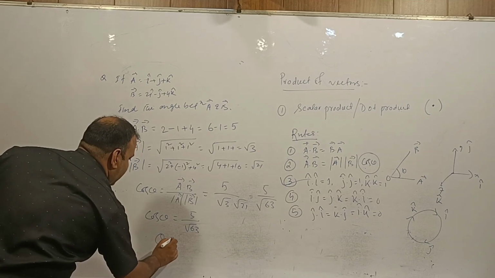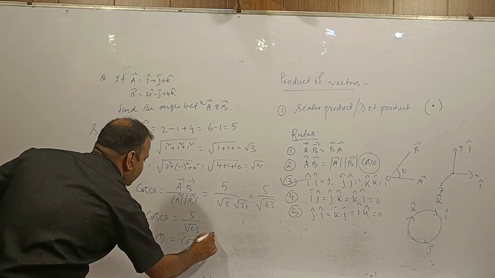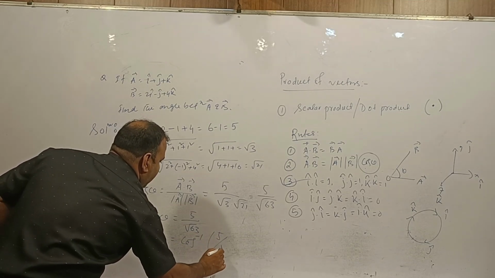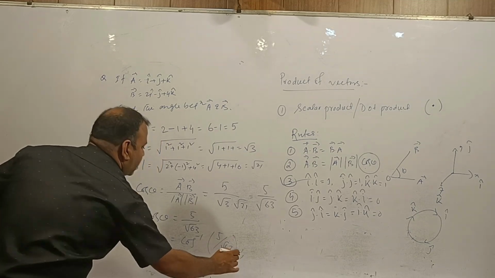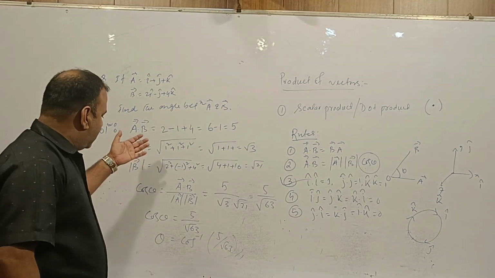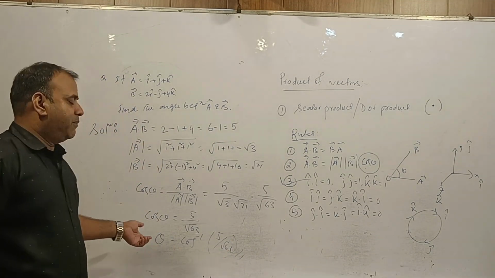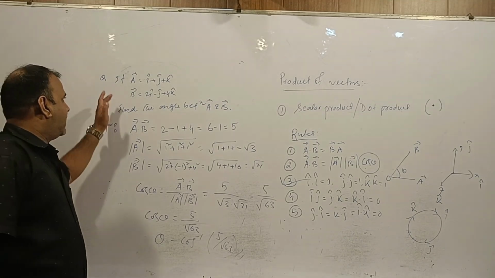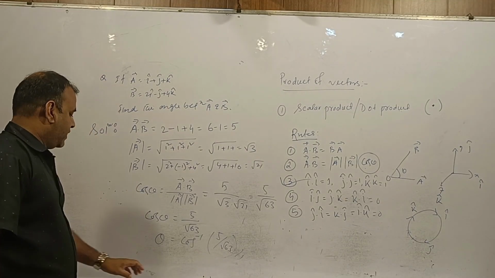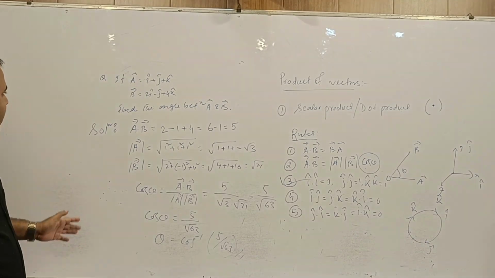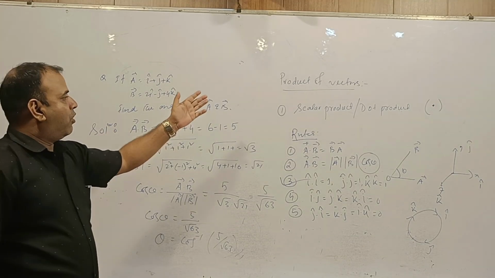Therefore theta is equal to cos inverse 5 by under root 63. So this is the result for calculating the value of the angle from the given question. Now see, this is the idea about the dot product, or scalar product.